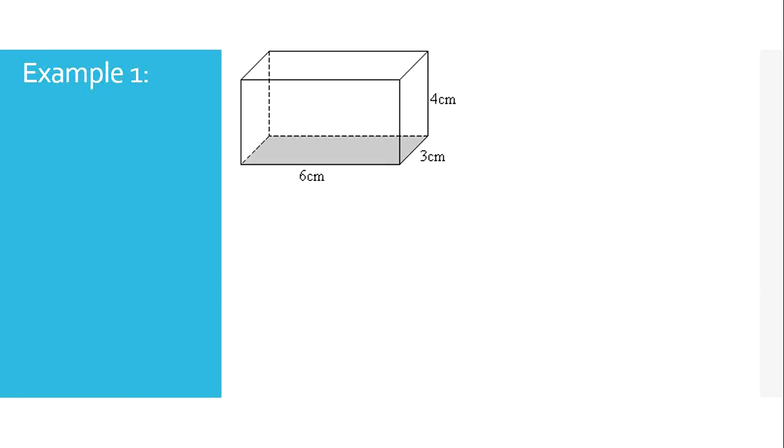Alrighty, so example number 1. We have this rectangular prism, and this picture was nice enough to gray out the bottom. So the bottom's length times width is 6 times 3, and then the whole height of the prism would be 4.